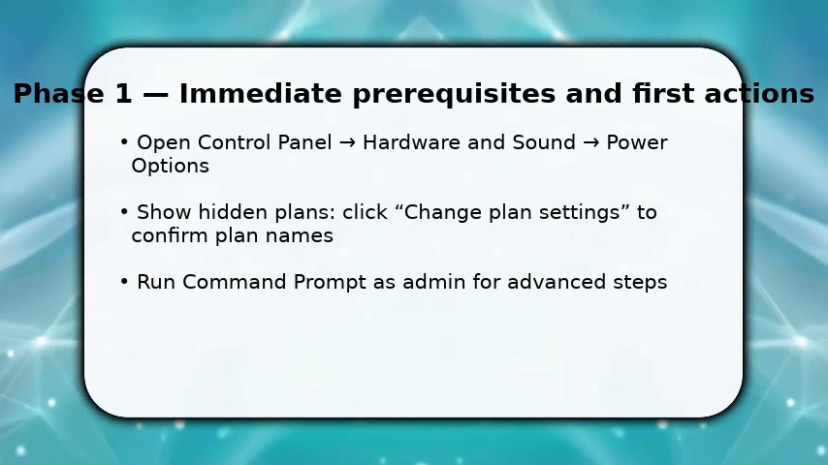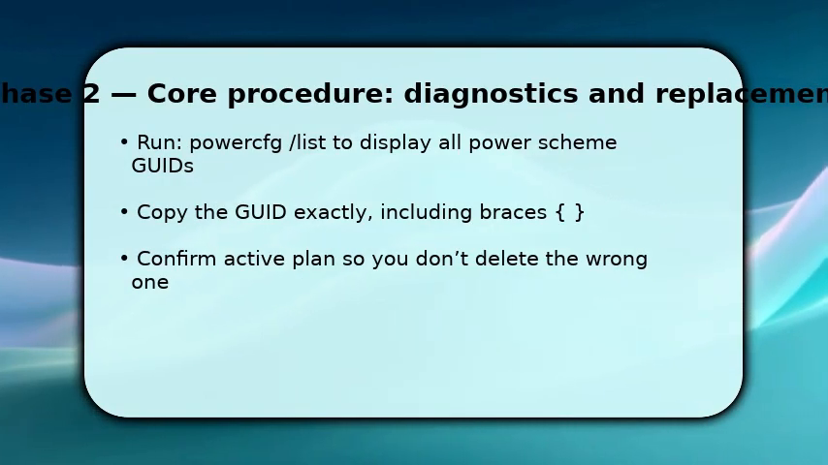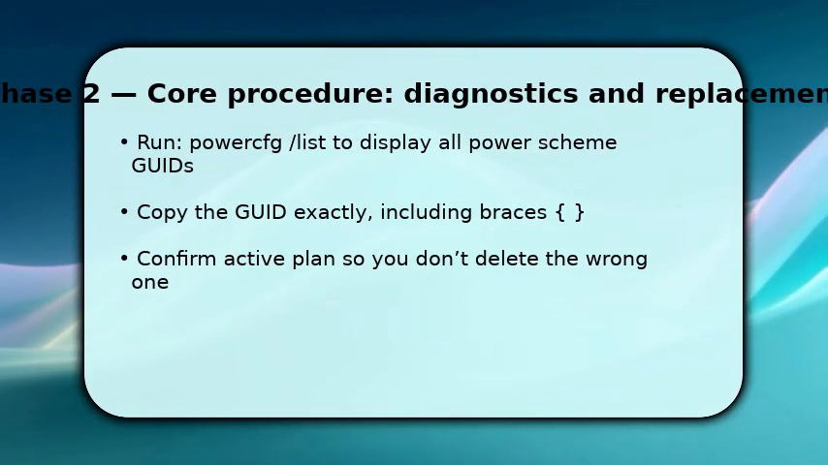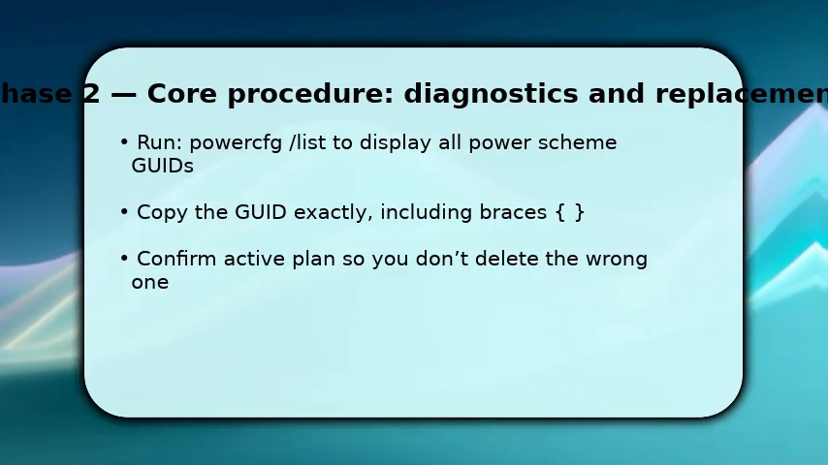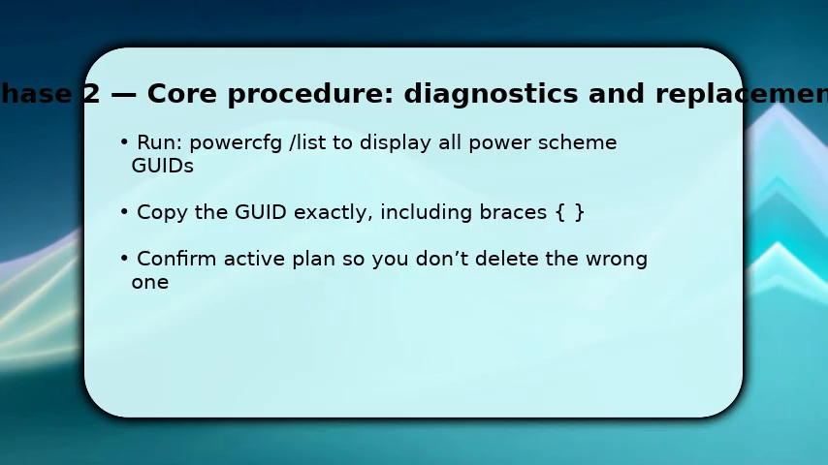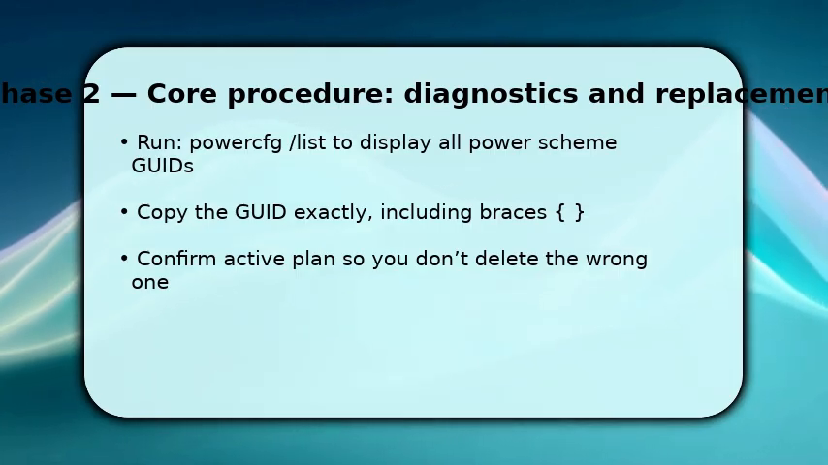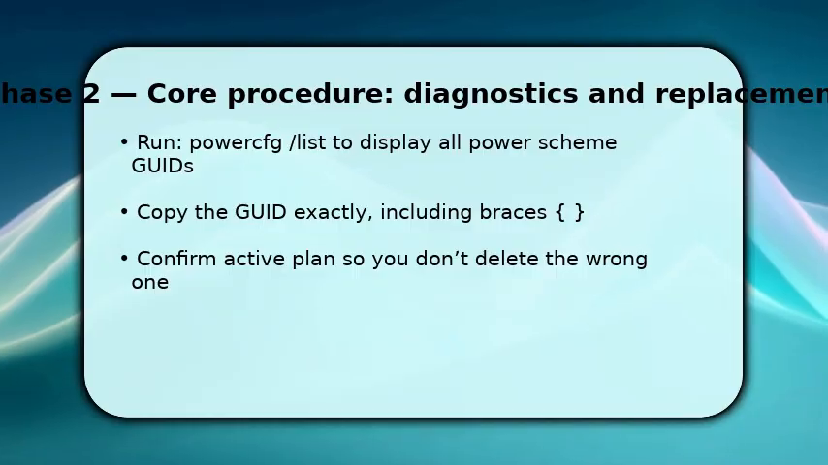Run power/list in the elevated command prompt to show every power scheme and its GUID. This is essential for safe deletion. Once you see the GUID, copy it exactly, including the braces, because an incorrect character will fail the command.